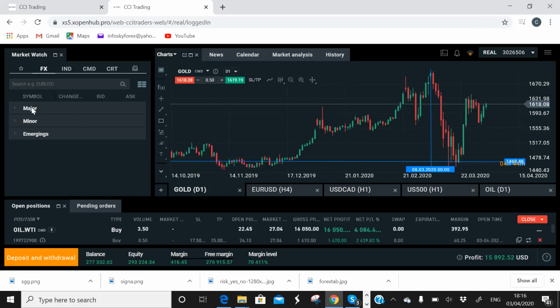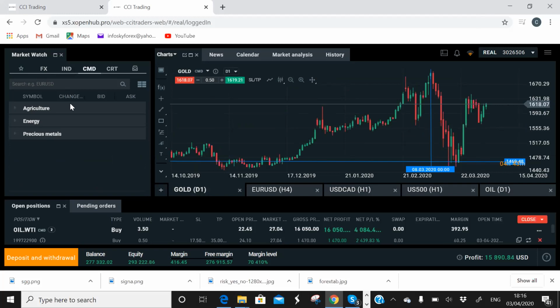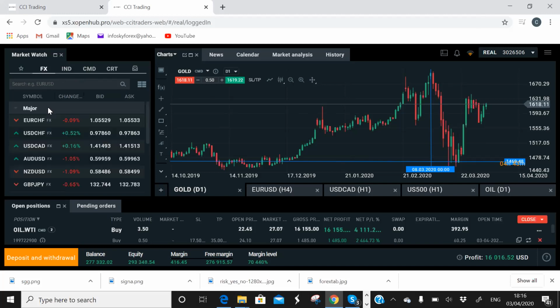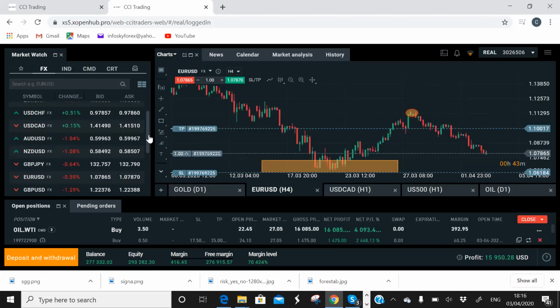You can also see here, you go here, you see different other currency pairs you can add to your chart. You see commodities, you see different commodities you can add to your chart. And you see indices you can add also to your chart. Assuming you want to trade on Euro USD, this is Euro USD chart. You can come in here, select Euro USD.